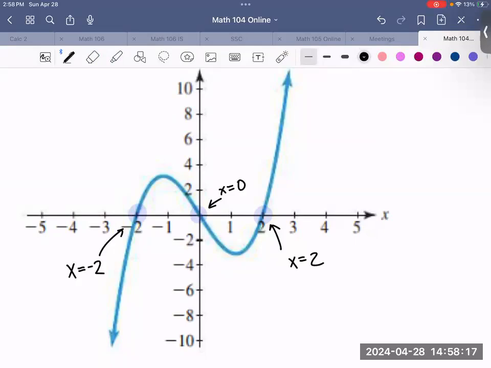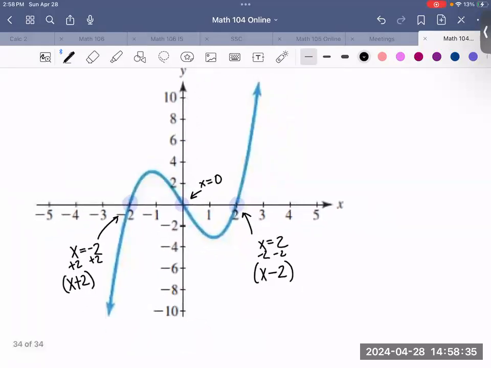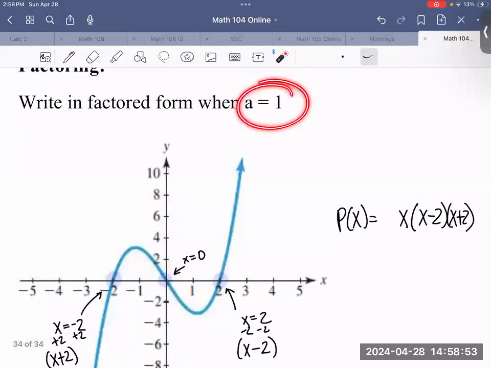There you go. So just like the times before, we're going to add this 2 to the other side, subtract it here, leave your x is equal to 0 alone, and then stick it into parentheses. So bringing it all together, we can have p of x is equal to, leave space for your a, x, your GCF, x minus 2, and an x plus 2. Those are right from your x-intercepts.